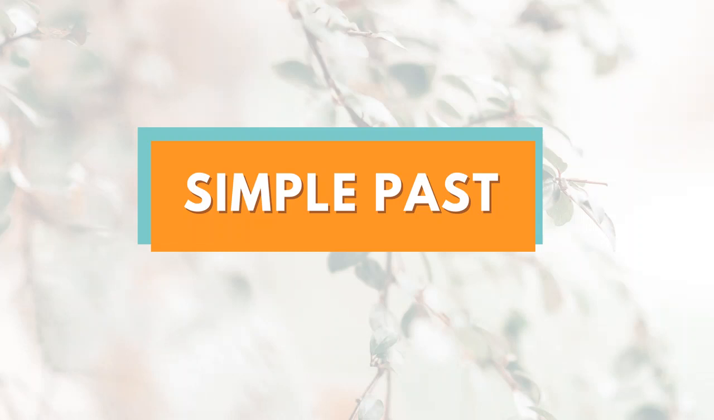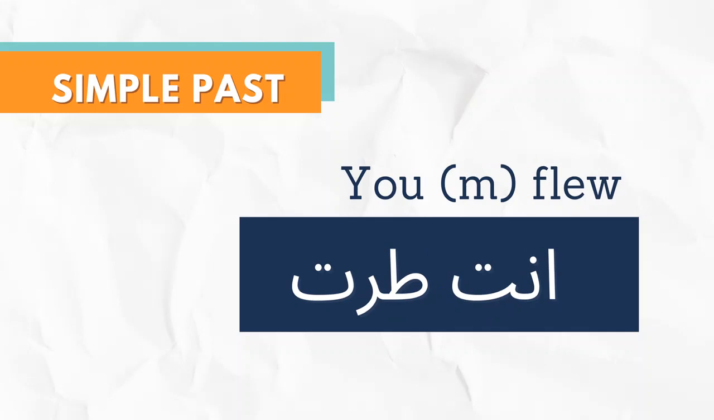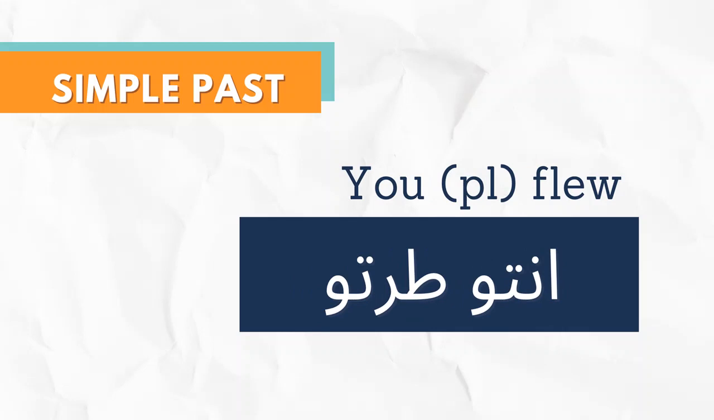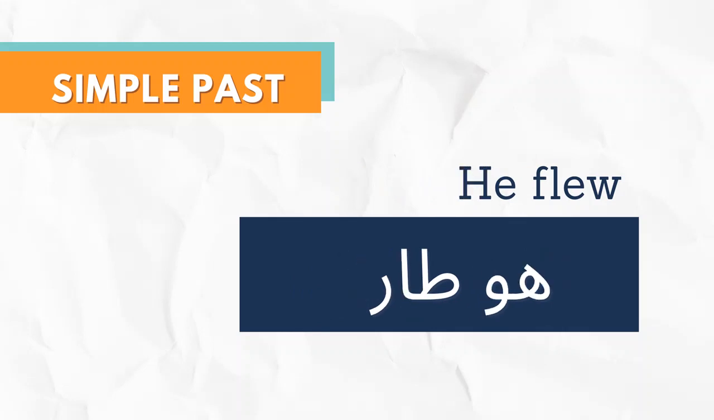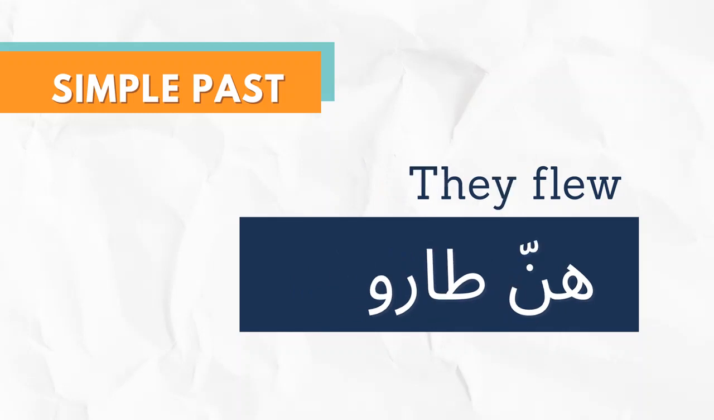Let's see how we conjugate the verb in the simple past. أنا طرت. أنت طرت. أنتي طرتي. أنتوا طرتوا. نحن طرنا. هو طار. هي طارت. هنن طاروا.